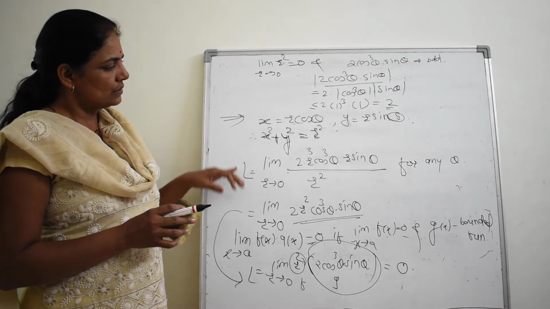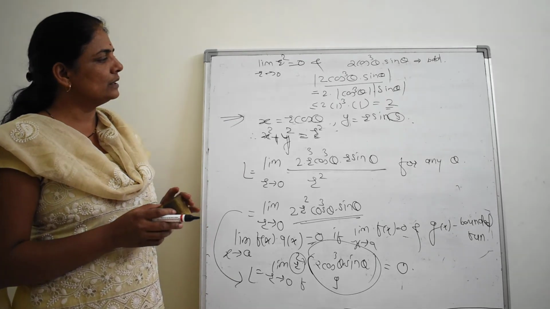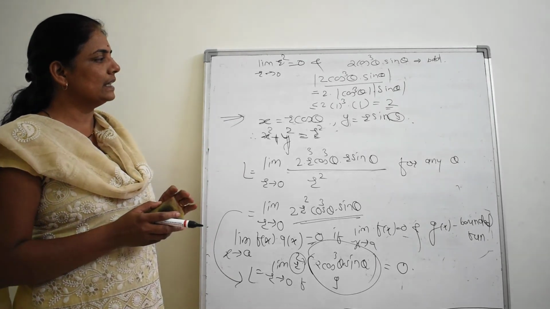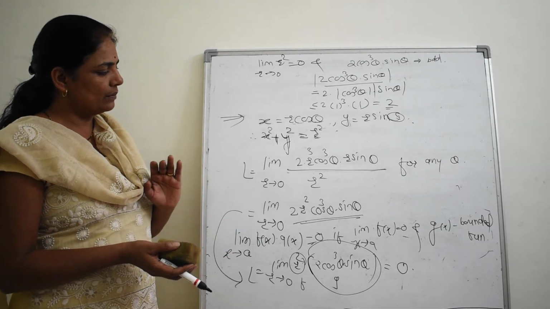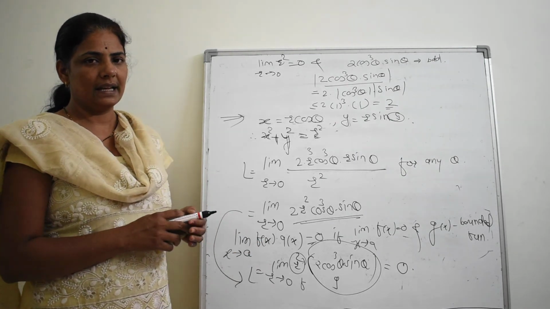Okay, so this is one of the powerful methods to solve double limits. It is applicable in both cases, where the limit exists or the limit doesn't exist.